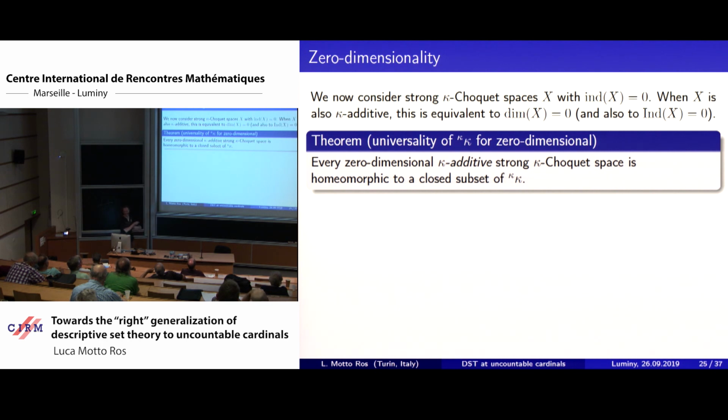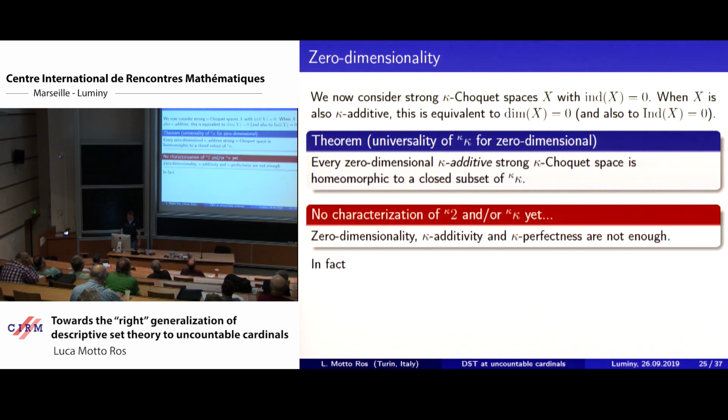So I think that in a revision of the paper, they should really go for the covering dimension because it's what they are doing. I mean, adding kappa additive is what makes you pass from the usual dimension to the covering dimension. Anyway, what they can prove is that if you have a kappa additive strong Choquet space of dimension 0, then it is homeomorphic to a closed subset of the generalized Baire space. But they didn't find, and I don't have any idea on how to find, a characterization of the Cantor space.